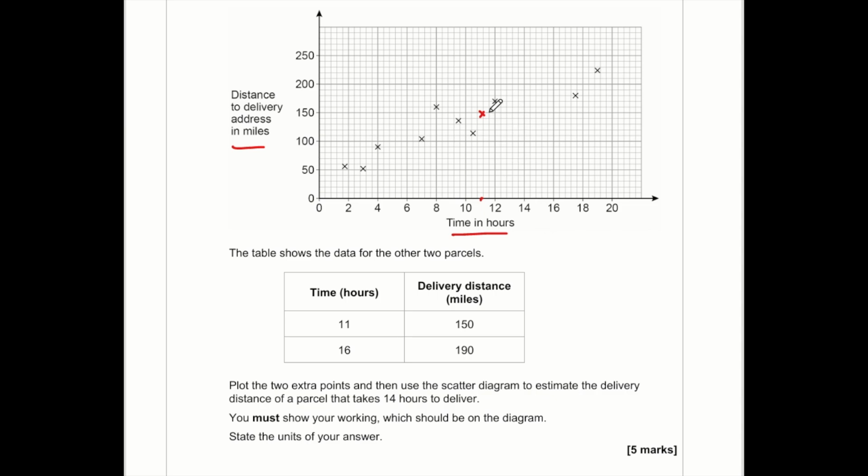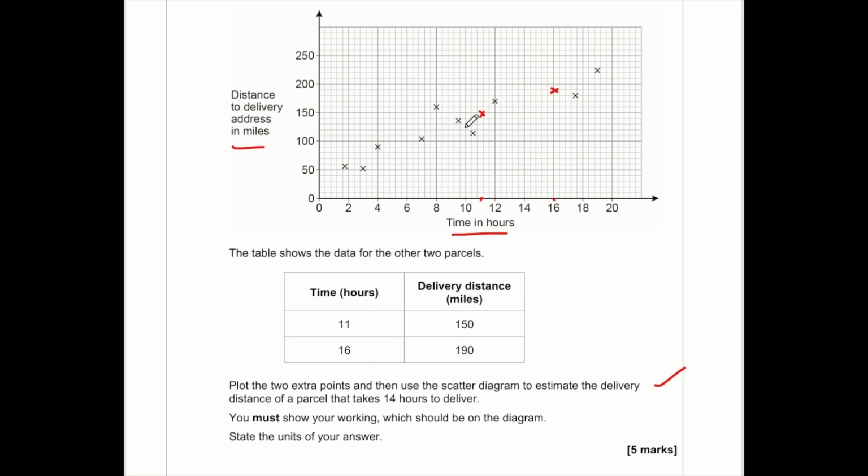Obviously, if you use a very sharp pencil, you'll be able to do it a bit more accurately than me. And the other one is 16 along the bottom, up to 190. So 150, 60, 70, 80, 90. So there we go. So we've plotted the extra 2 points, and we want to estimate the delivery distance of a parcel that takes 14 hours to deliver. Okay, so there are no values at 14 here.